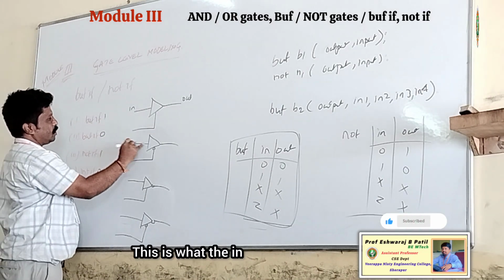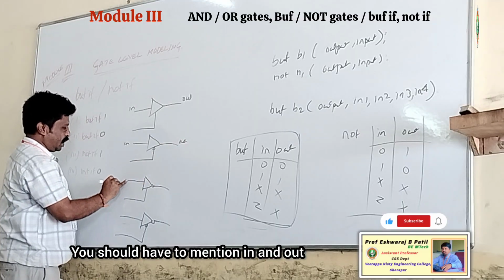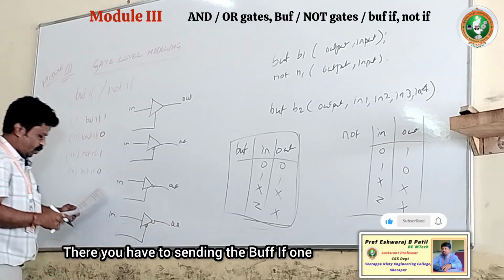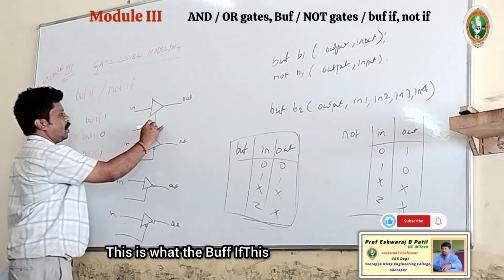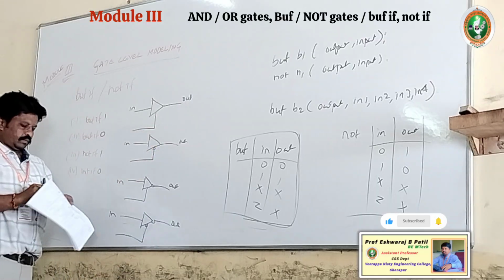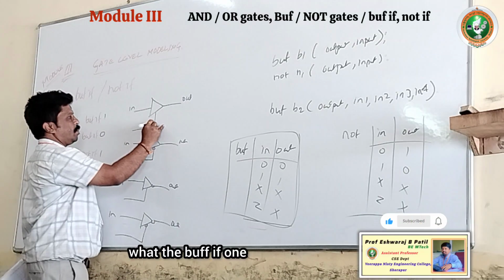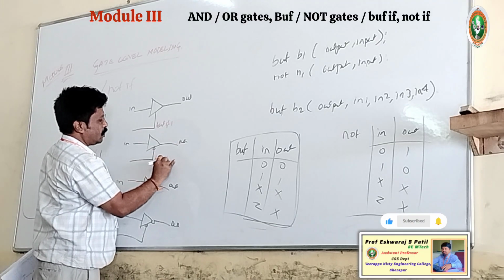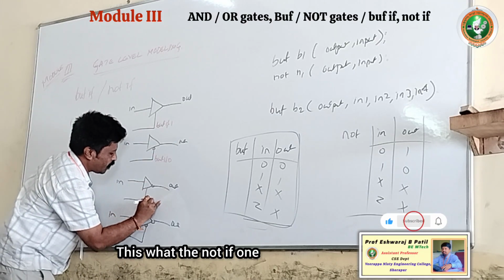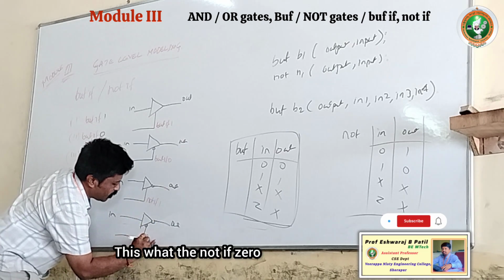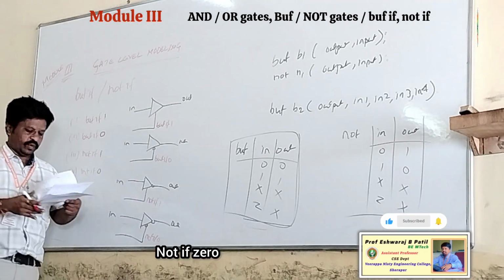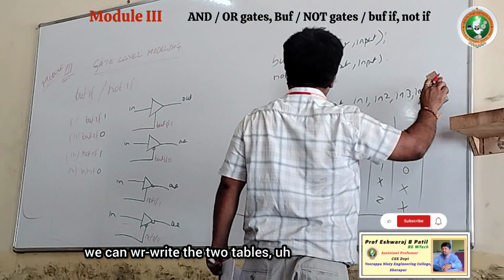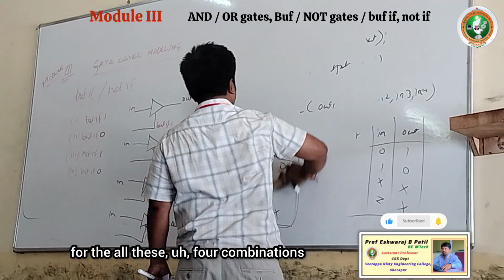This is the in, this is the out. You should mention in and out. This is the bufif1. This is the bufif0. This is the notif1. This is the notif0. These are the conditions. Referring to these, we can write the truth tables for all these 4 combinations.